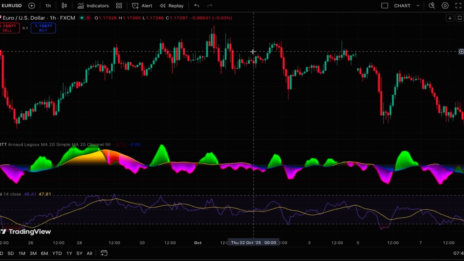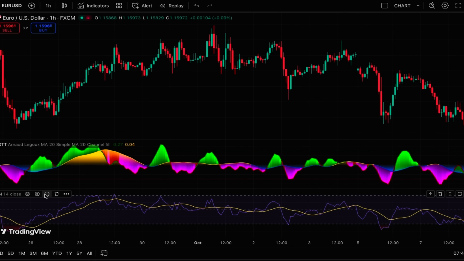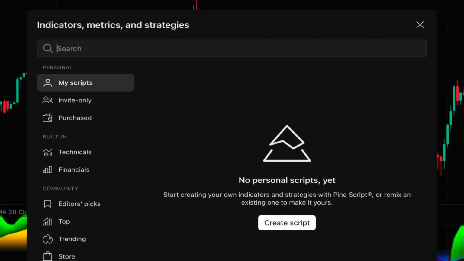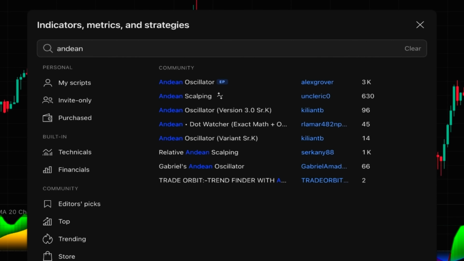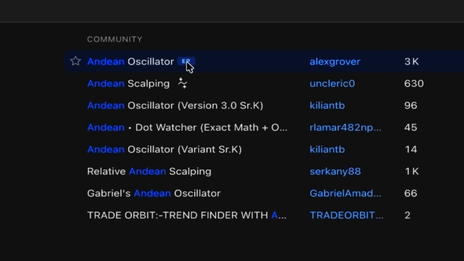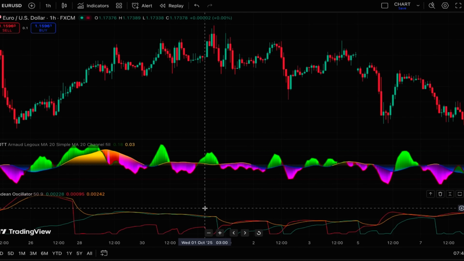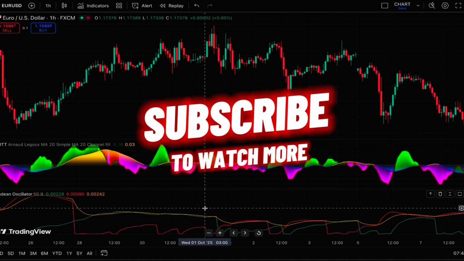The most effective way to identify a non-trending market is price action analysis, but there are also some indicators like ADX or the Andean oscillator that can help you with this. First, we remove the RSI from our chart, and then here we click on indicators and we search Andean oscillator, this one, which is an editors' picks indicator written by Alex Grover. Alright, this is the indicator, and now let me teach you how you can find accurate buy-sell signals based on this setup.